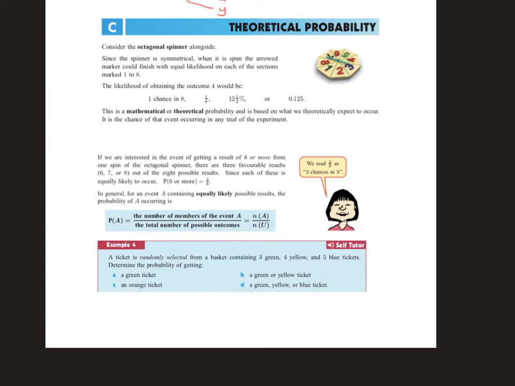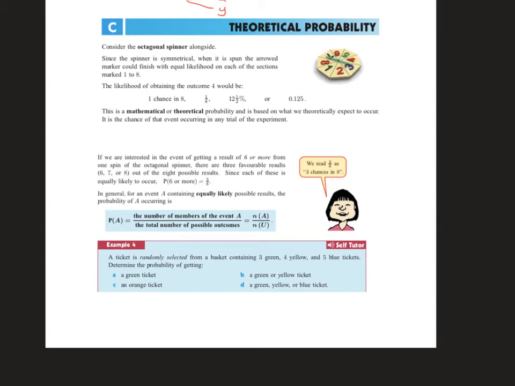It's a chance of an event occurring in any trial of the experiment. It's not that it's guaranteed, but it's just based on this partitioning into equal segments, right? So if we're interested in the event of getting a result of 6 or more from one spin of the octagonal spinner above, there are 3 favorable results: 6, 7, or 8, because we want 6 or more out of the 8 possible results. Since each of these is equally likely to occur, the probability of a 6 or more is 3 over 8.